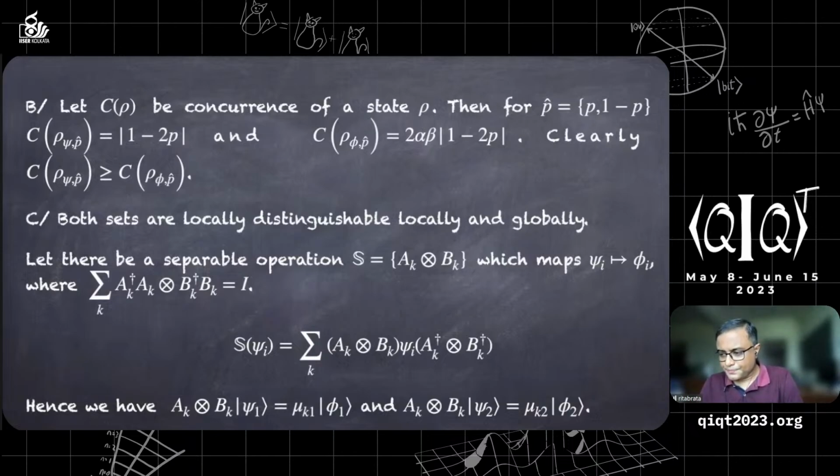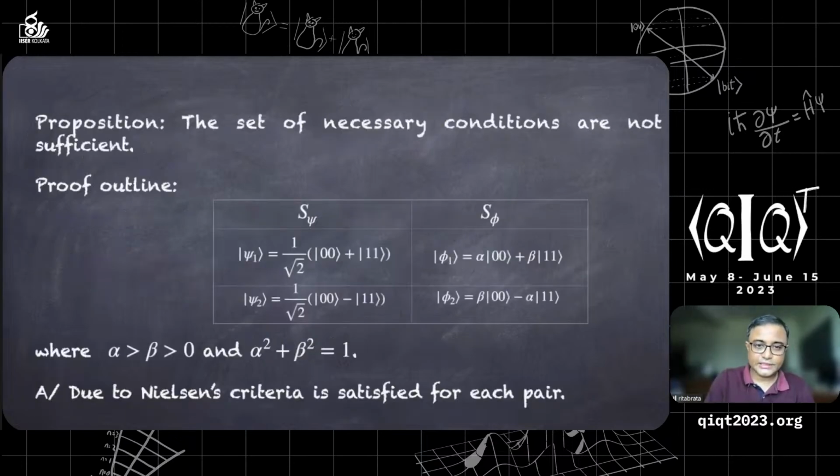Now, what I want to show is that there is no LOCC transformation possible such that this input state psi 1 will go to this output state phi 1, and this input state psi 2 will go to this output state phi 2. Mind it, you recall, this is a single LOCC. I am looking for a single LOCC transformation.